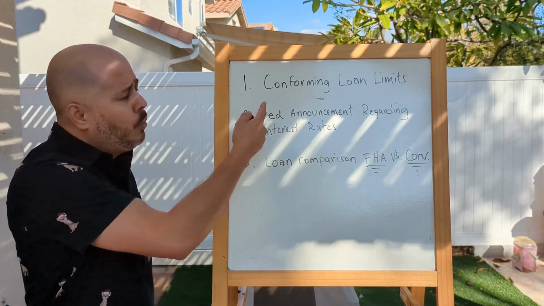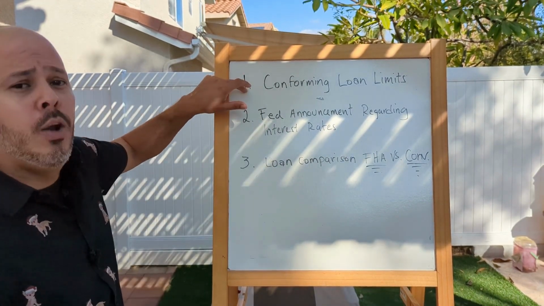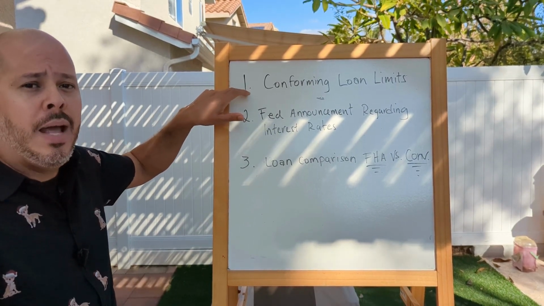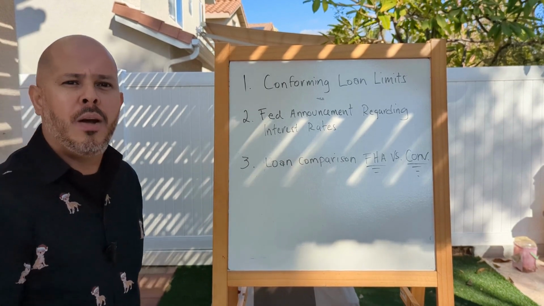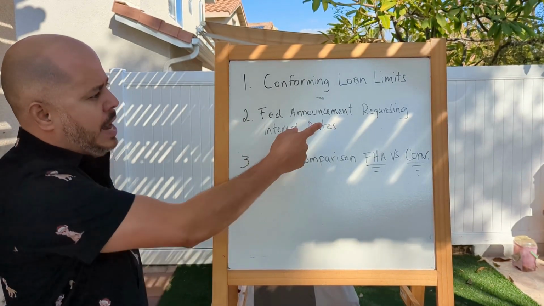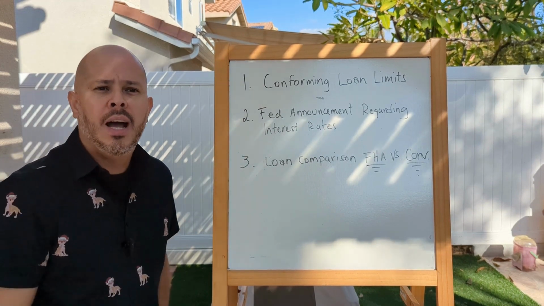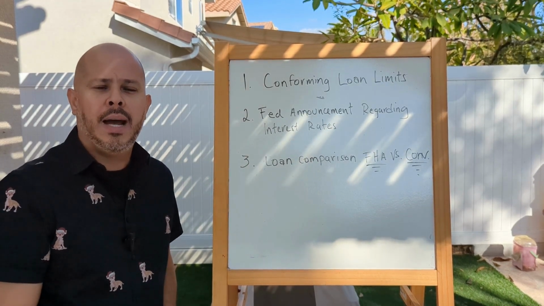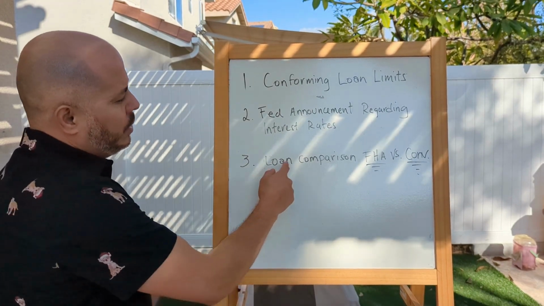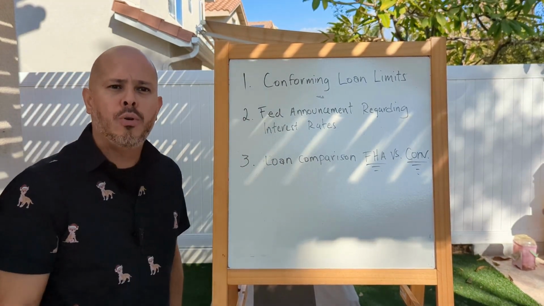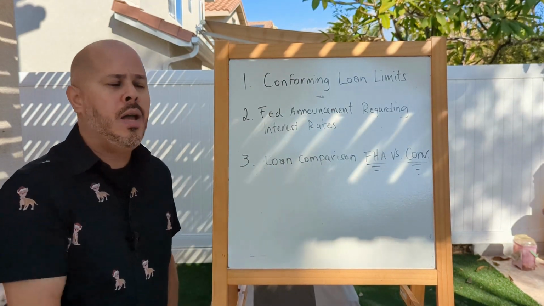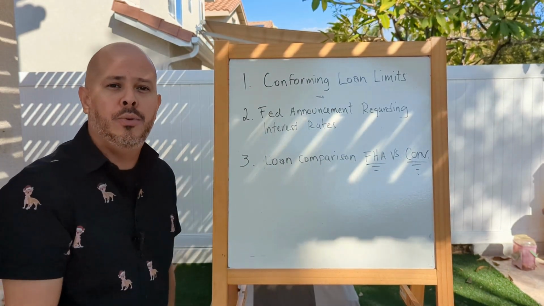So here's what we'll be talking about. Conforming loan limits. These are the loan limits. The new amounts just came out last week. So I wanted to touch a little bit on that and explain to you how that works. Also, the Fed announcement regarding interest rates. The Fed just came out last week and had an announcement regarding the rates. And finally, I'm going to talk a little bit about loan comparison, FHA loan versus a conventional loan, and what the difference is between these two.